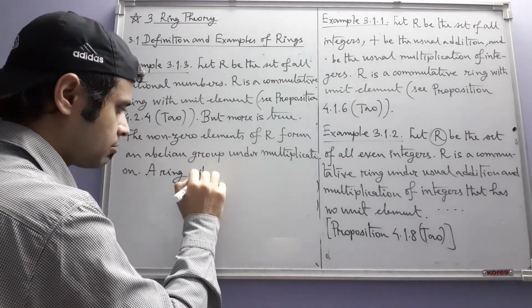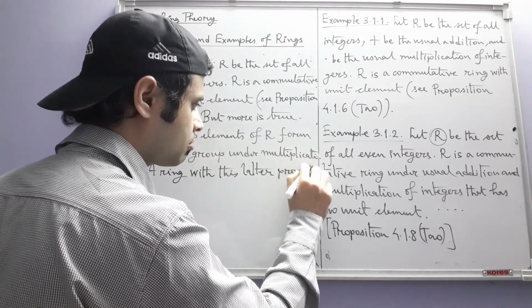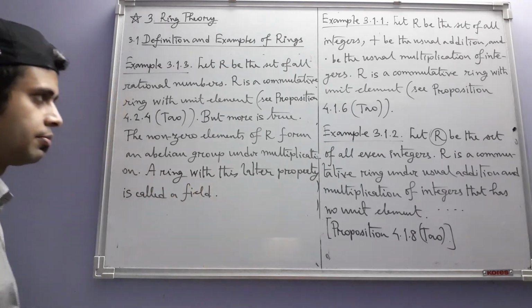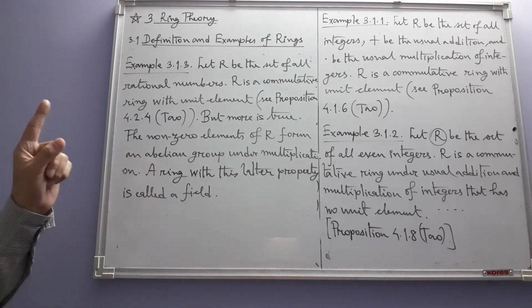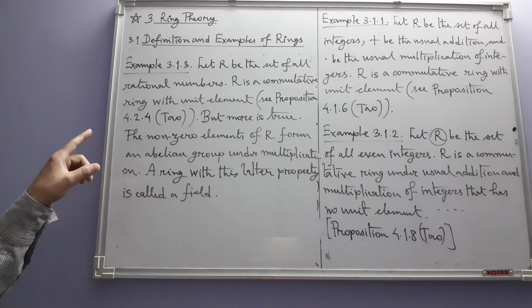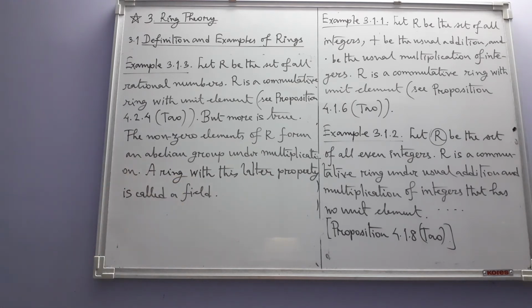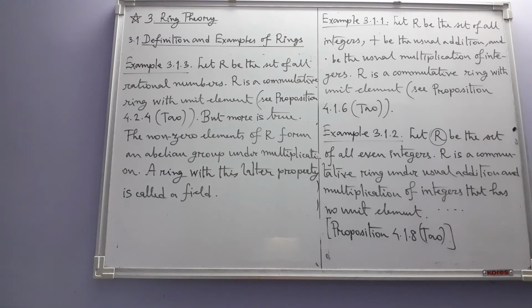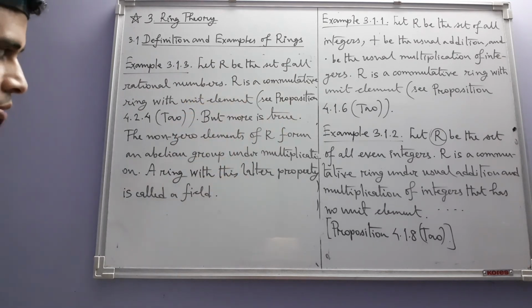A ring with this latter property is called a field. Note that a ring by definition is an abelian group with respect to addition. But if the non-zero elements in the ring form an abelian group with respect to multiplication, then we say that the ring is a field. This ring, the ring of rational numbers, is a field. Okay, so the fact that it is a field, I think the entire thing is given in this proposition, not merely the fact that it's a commutative ring with unit element.